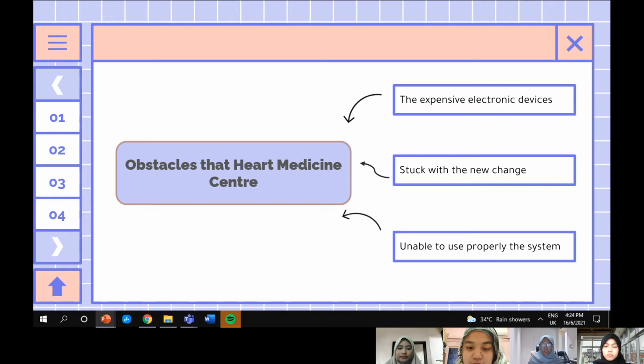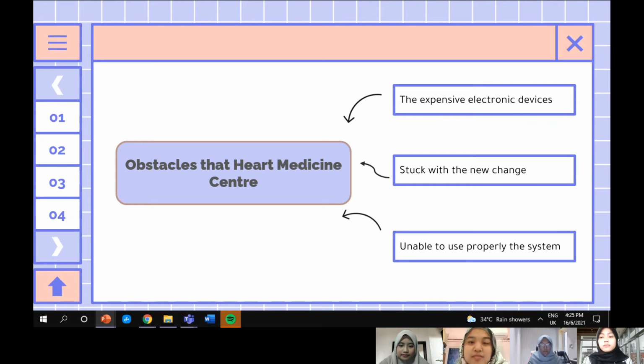So the first one is the expensive electronic device. Of course, if we want the changes to happen, the cost of the electronic device for us to change is very expensive. And the solution is we need to choose the best software with appropriate cost according to the request for proposal.